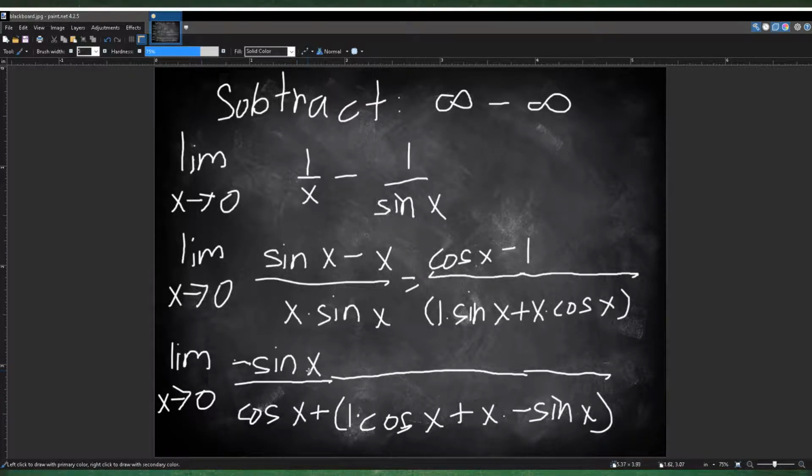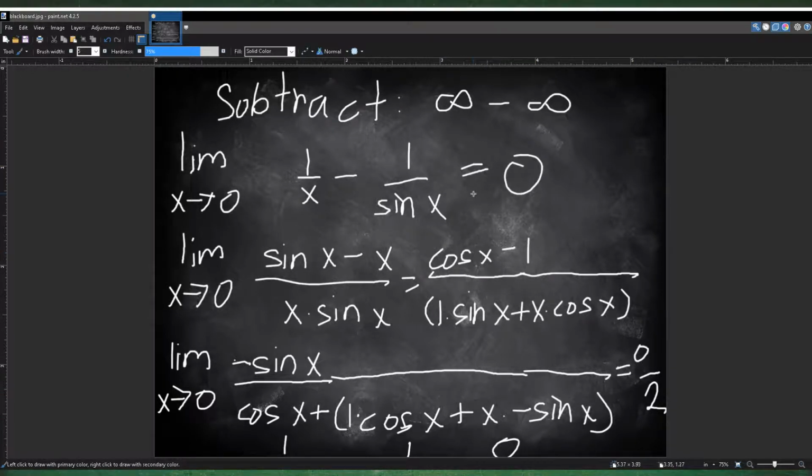So sine of 0 is 0, okay, so that's a 0. And cosine of 0 is 1, so this is 1. So 1 times cosine of x, cosine of 0 is 1, so 1 times 1 is 1. And x times negative sine of x: sine of x is 0, so negative 0, which is 0, and x is 0, so 0 times negative 0 is 0. So it's 1 plus 1 plus 0, which is 2. That is not an indeterminate form. So basically the answer would be 0 divided by 2. If it's not indeterminate, it's going to be your answer. So 0 divided by 2 is 0.